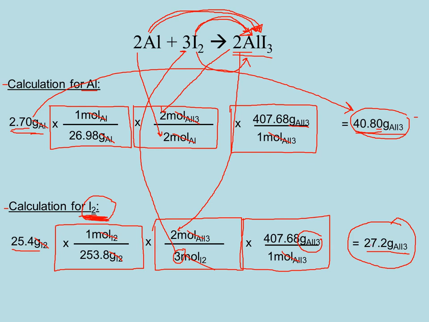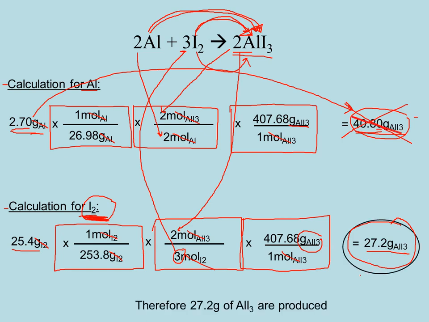So the most amount of product you can make is 27.2 grams. Cross off the 40.80. It is not a real answer. You cannot make that much product. You could only make 27.2. So conclude with some sort of statement to that regard.